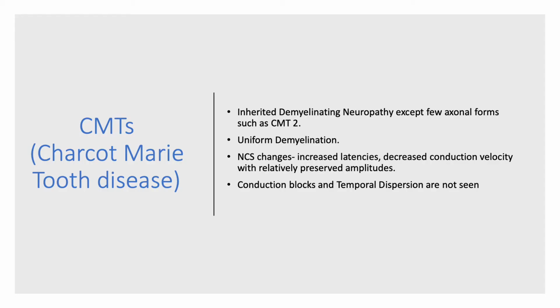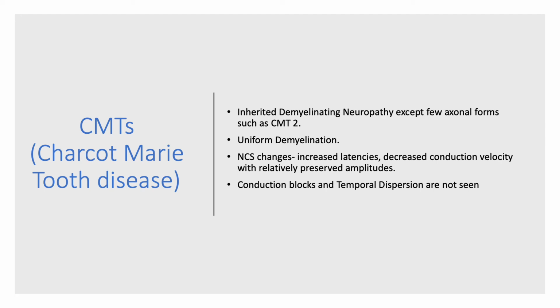Yes, certainly. One of the examples of hereditary demyelinating neuropathy is Charcot-Marie-Tooth disease. It's an inherited demyelinating neuropathy, except for a few axonal forms such as CMT2. Here we see uniform demyelination. What this means is that compared to acquired demyelinating neuropathy, where we have patchy demyelination and patchy reduction in velocities, here we would expect a uniform reduction in velocities, indicating a uniform demyelination.